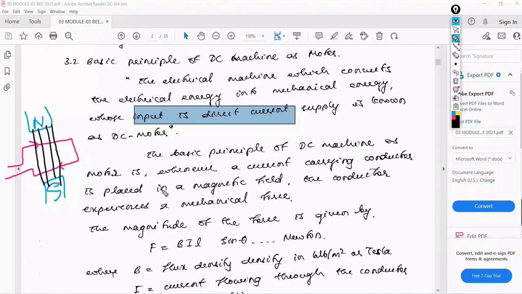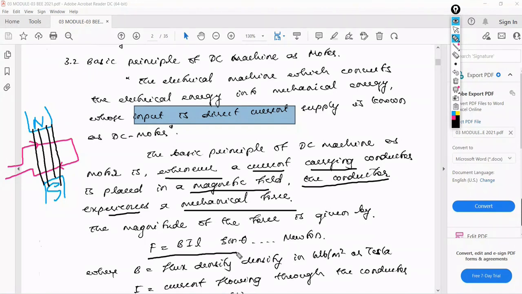It means that whenever a current carrying conductor is placed in the magnetic field, the conductor experiences a mechanical force. Because of that, the electrical energy gets converted into mechanical energy. What is the force which is produced? In your PU level, you might have studied this: F is equal to BIL sin theta.